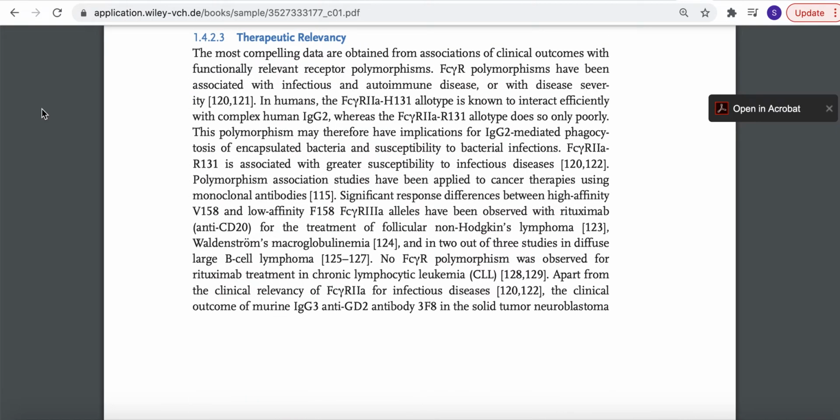The most compelling data are obtained from association of clinical outcomes with functionally relevant receptor polymorphism (PCR).